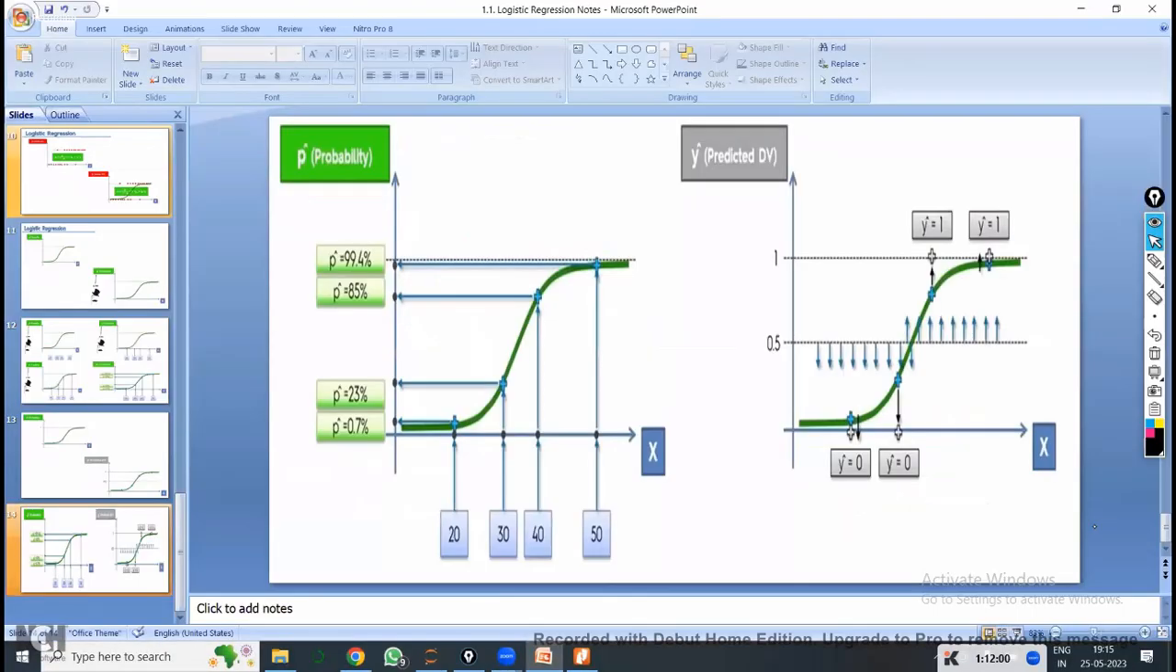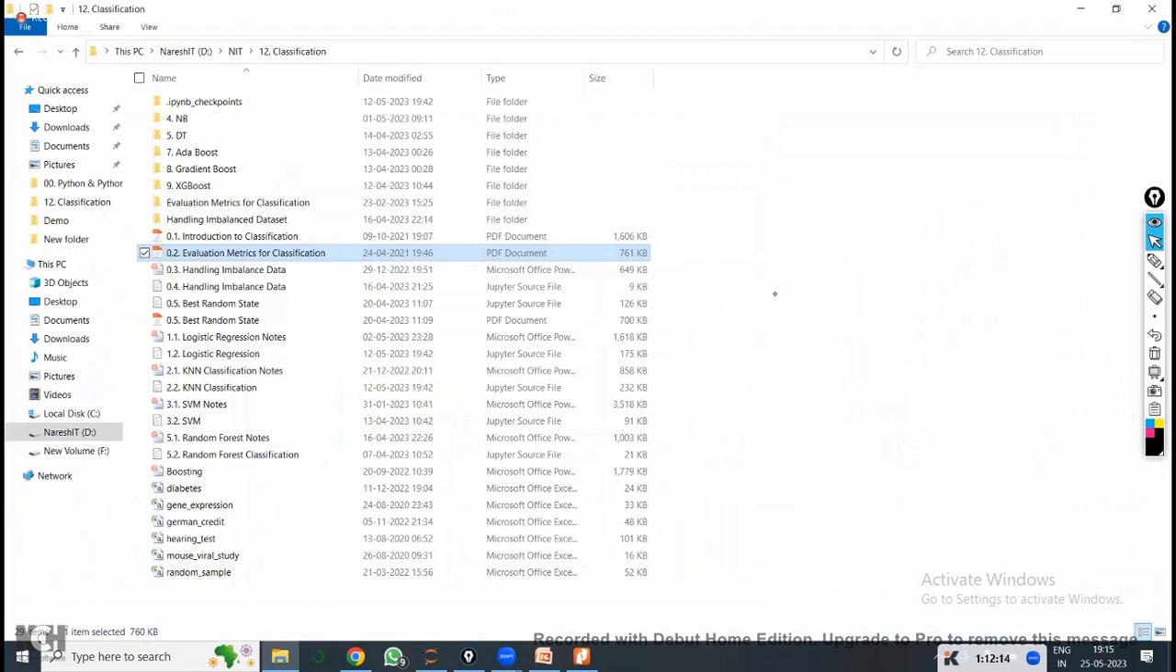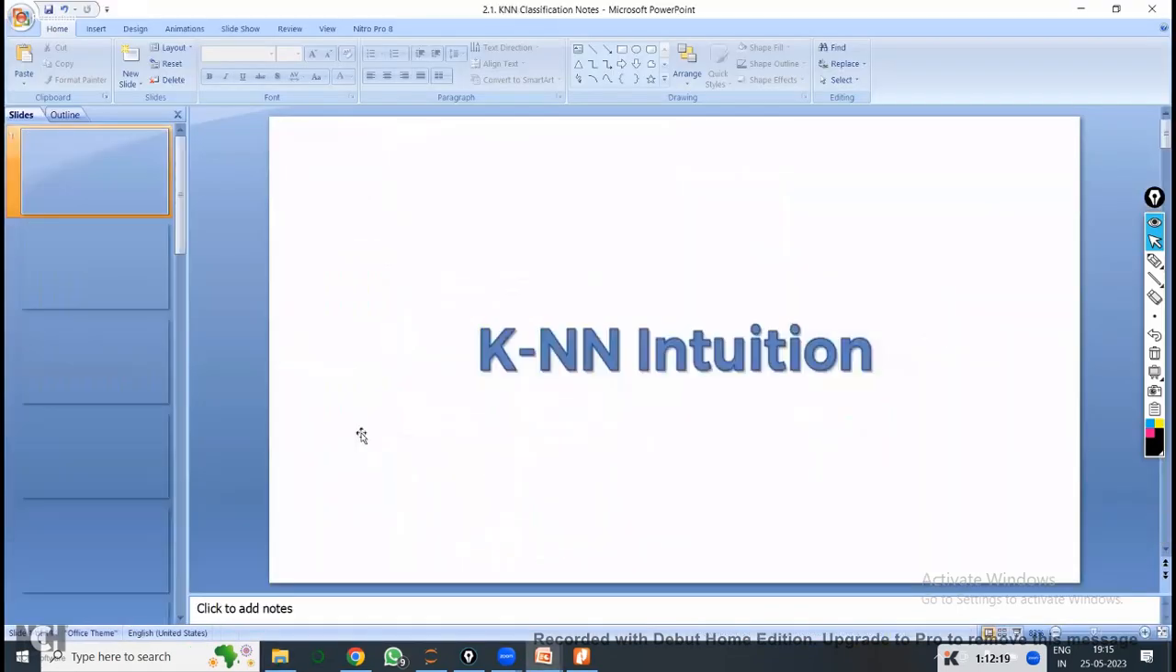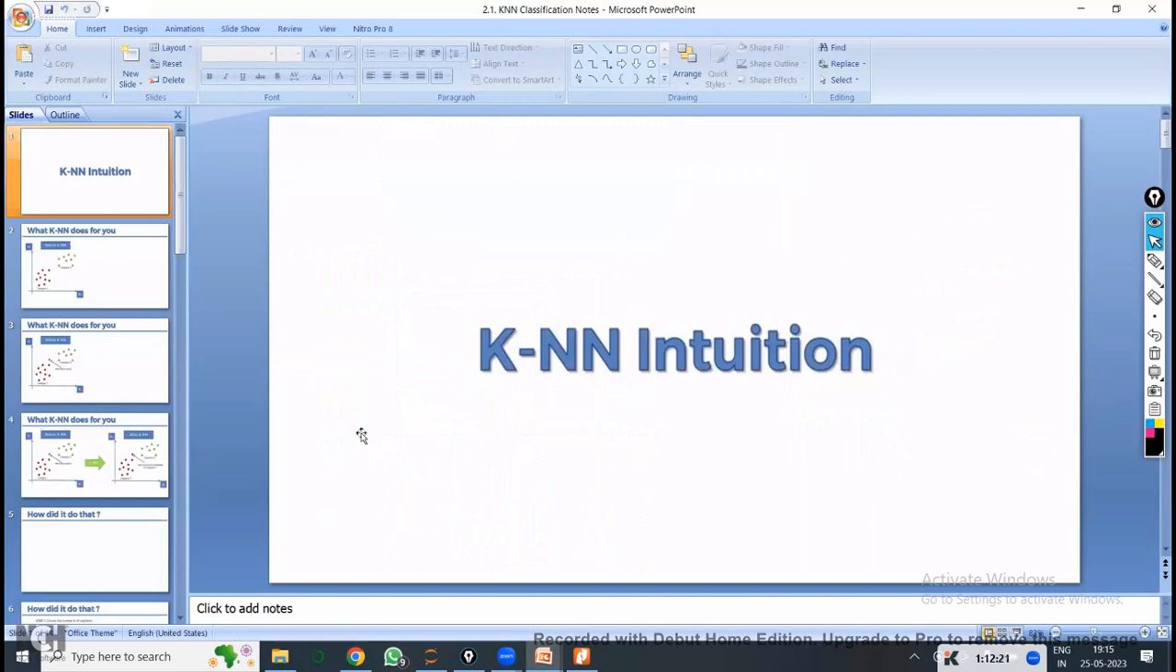Done. So let's move on to the coding part of logistic regression. Since we have only 15 minutes of time, we can't complete the coding part in 15 minutes. So let's do one more algorithm, which is KNN. These two we will do the coding for in tomorrow's class.